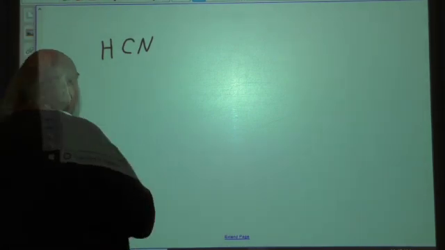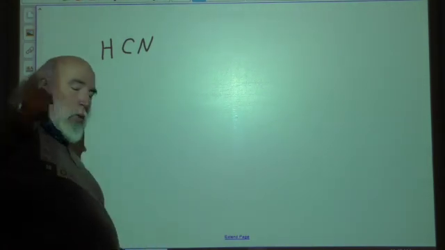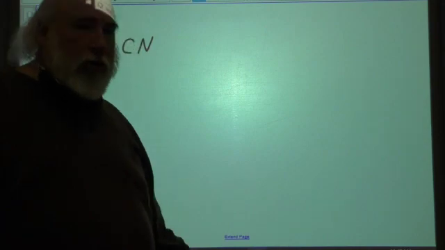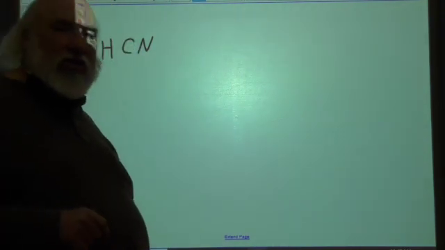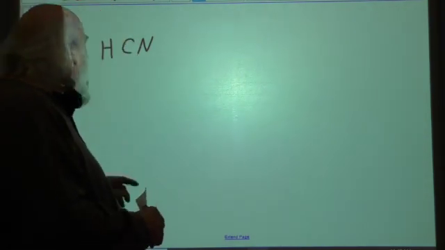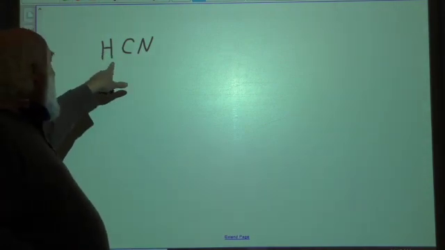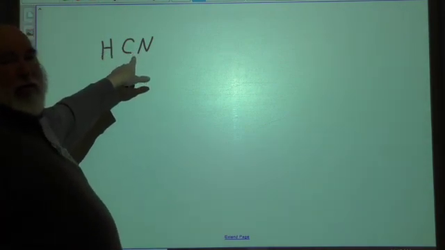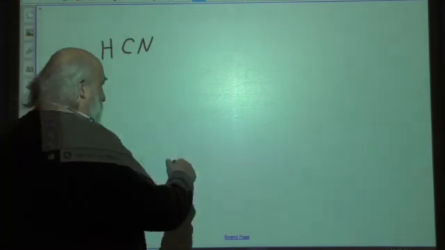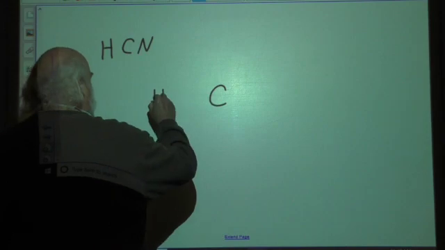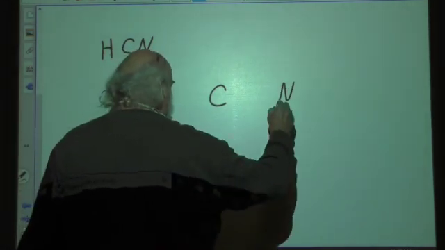Okay, so, question, what is the central atom? Well, you normally say hydrogen at this point, but that's the exception. Hydrogen cannot be the central atom, and it cannot, so the next element after that is the central atom, and that would be carbon. Now, if carbon is the central atom, that means the hydrogen is going to bond to it, and the nitrogen is going to bond to it.